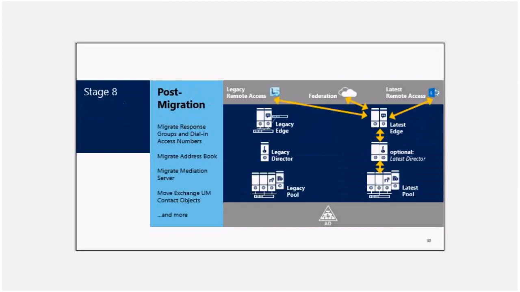Finally, once we're done with the migration, now we're moving the other features. We're moving our dial-in access numbers if you're using them. You're moving your response groups. We're moving over the address book. If you have any separate mediation server in your environment, you're moving those over as well. Exchange contact objects, conference numbers and directories, everything that's not a direct user, you're moving those over at this point to get those last bits off the legacy environment.